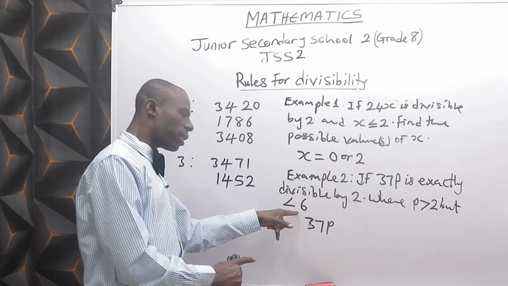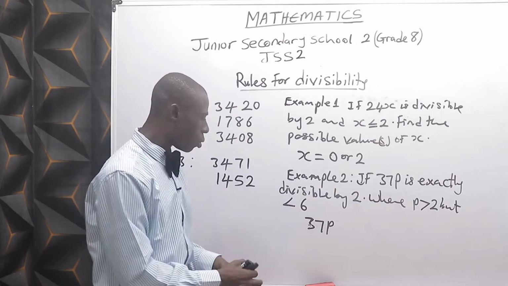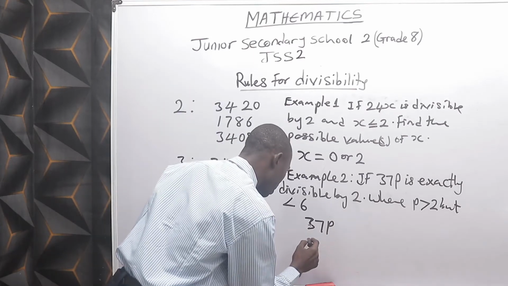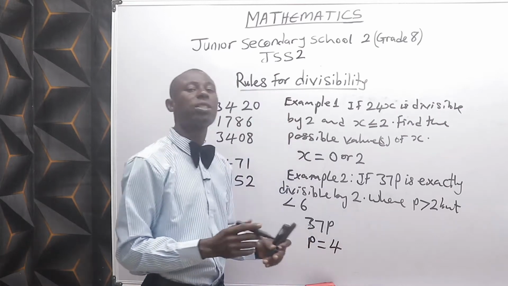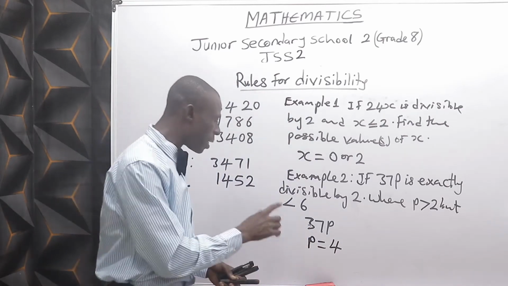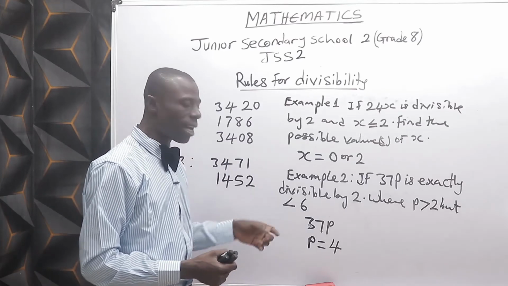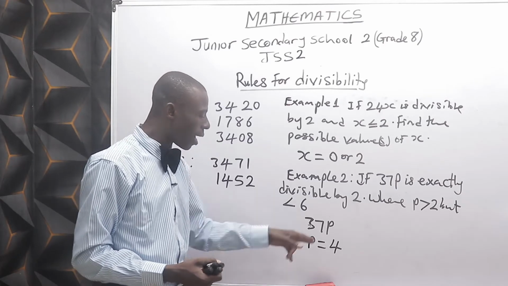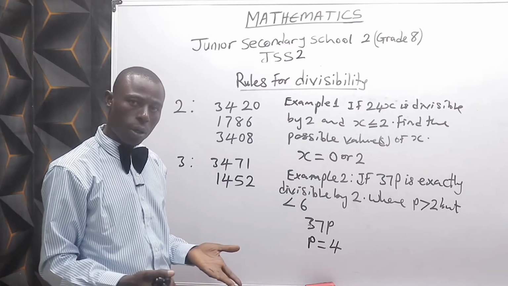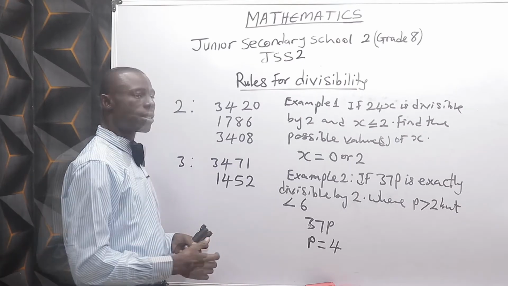Because it cannot be 6. It is said to be less than 6. So you can now see that p is equal to 4. 4 is the only possible value p can assume in that case. And it will be 374, which will be exactly divisible by 2 because the last digit there is 4, which is even. So that is it.